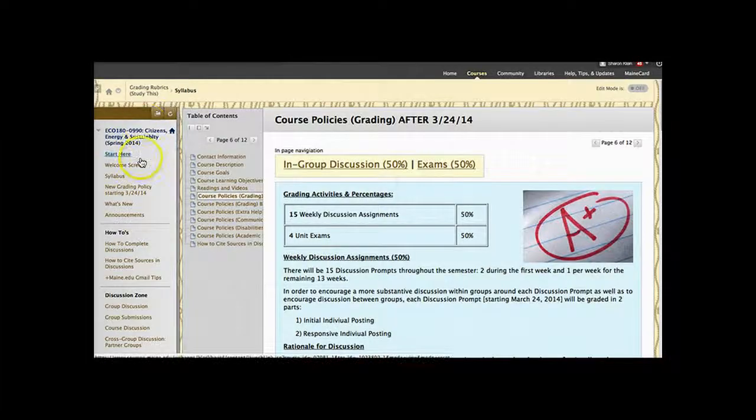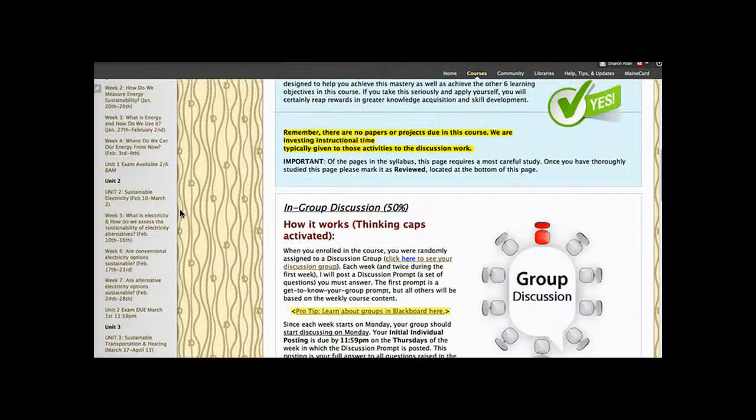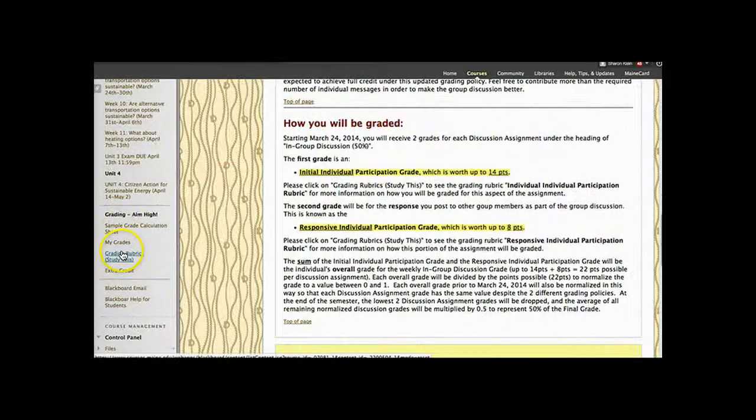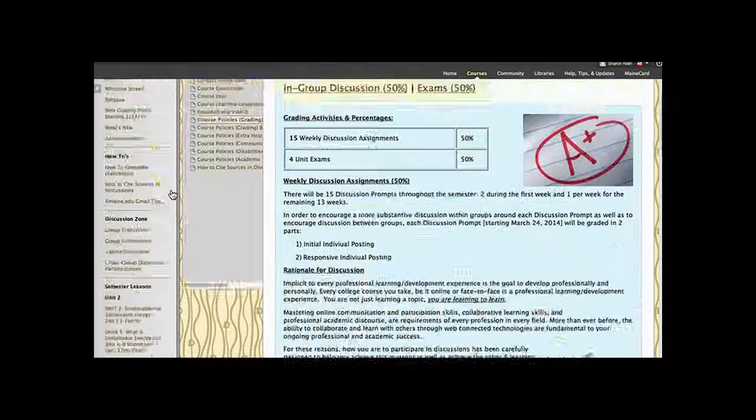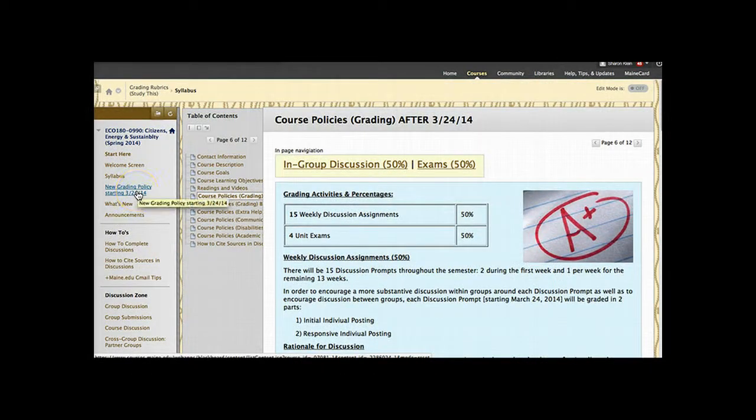For more detailed information about the new grading policy and to compare the new and old policies, you can go to Syllabus Grading Policy to read the full policy and click on the link for rubrics. You can also access the new policy here. Please feel free to email me if you have any questions.